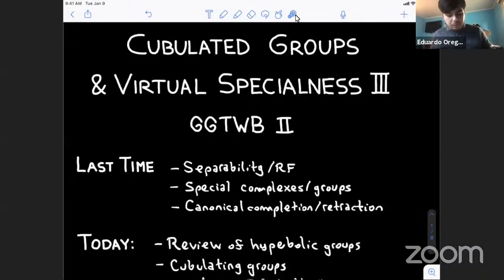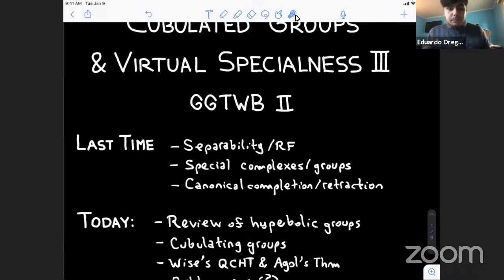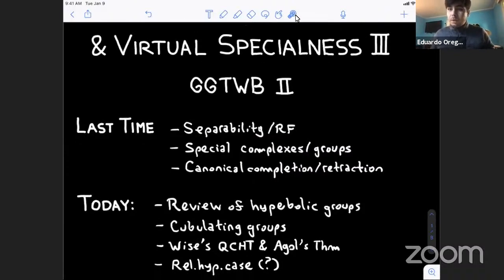hyperbolic groups. So just a review of what we saw last time. Last time we talked about separability and residual finiteness, which is a desired condition for groups and for subgroups, but that is a priori not related to cubulations. It's connected when we talk about this really nice subclass of cubulated groups, which are the virtually special groups. The way it's related is via this cubical machinery coming from the nice behavior of walls, which is the canonical completion and retraction. With this, we show that convex subgroups are virtual retracts and hence separable.